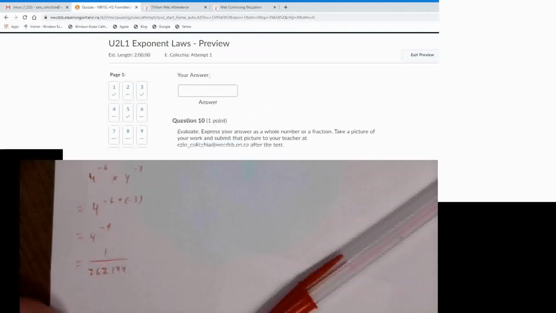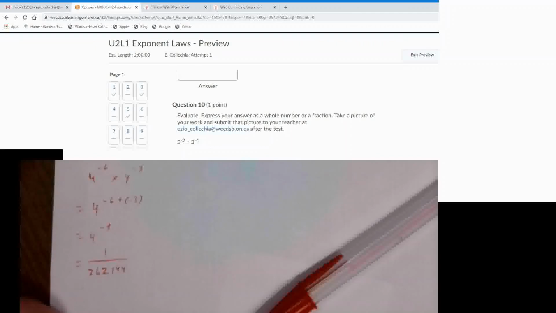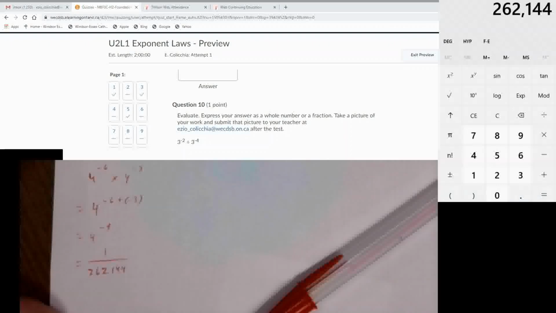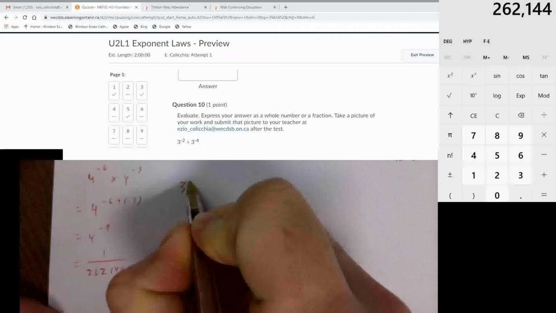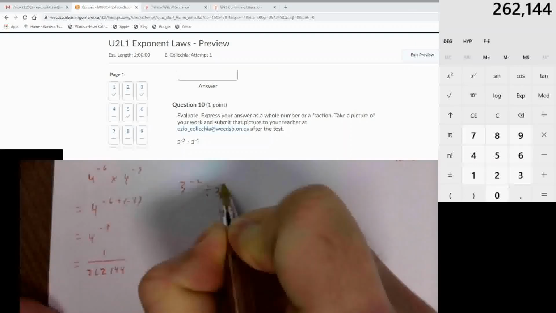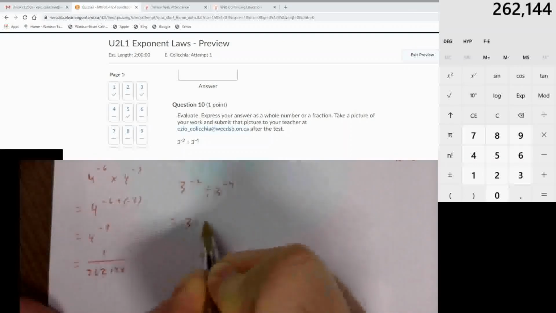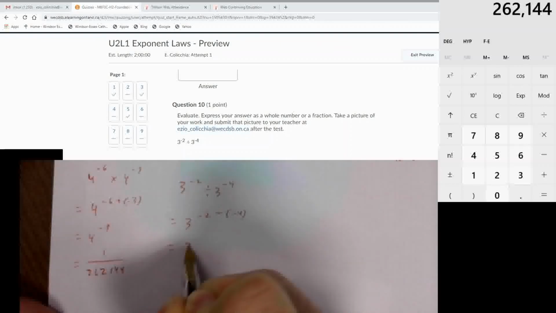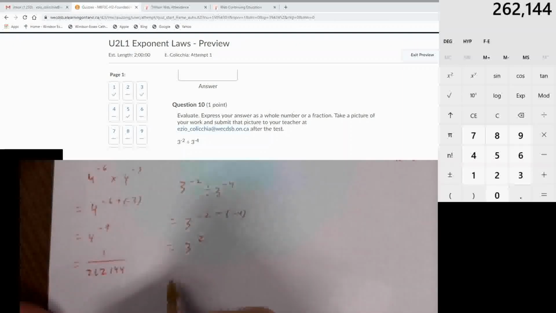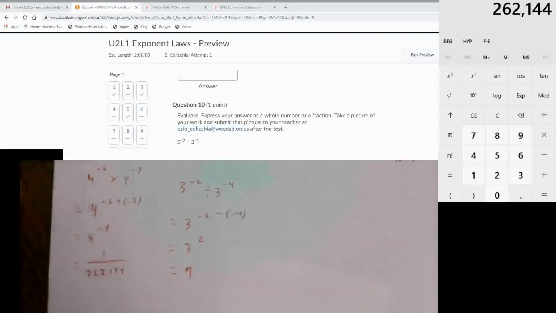So I'll try one more of those. We'll do this one, number 10, and then we'll call it the end of this video. So 3 to the power of negative 2 divided by 3 to the power of negative 4 is the same as 3 to the power of negative 2 minus negative 4, which is the same as 3 to the power of, well, in this case it's going to be positive, so 3 to the power of 2. And this is just 9. So you'll have to show that, take a picture of that, and submit that as your answer.